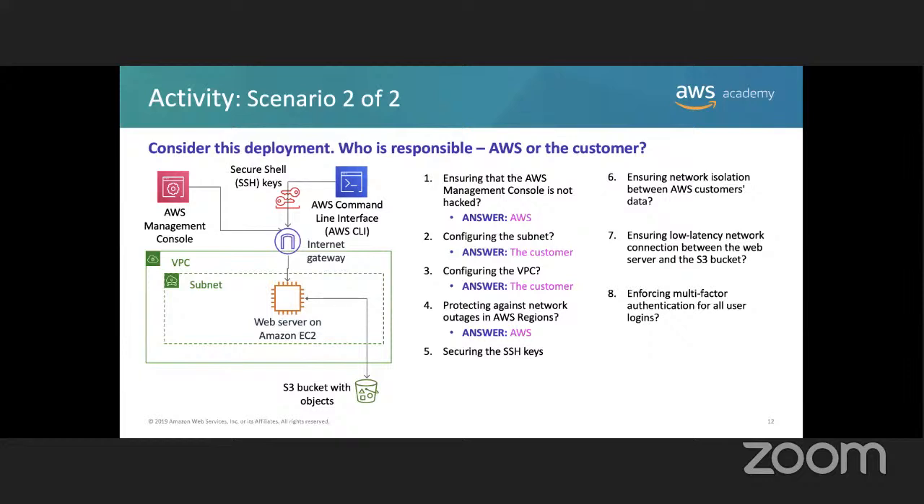Okay. Ensuring the network isolation between AWS customers' data. AWS. Okay. Ensuring low latency network connection between the web server and the S3 bucket. AWS. Enforcing multi-factor authentication for all users' logins. AWS. No. Customer. Yeah. That's you.